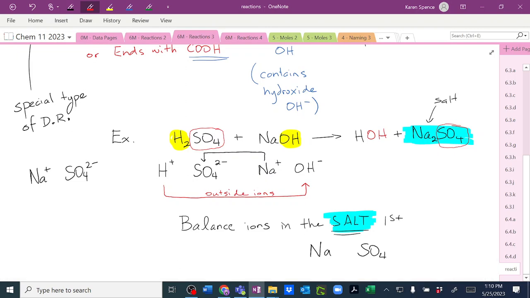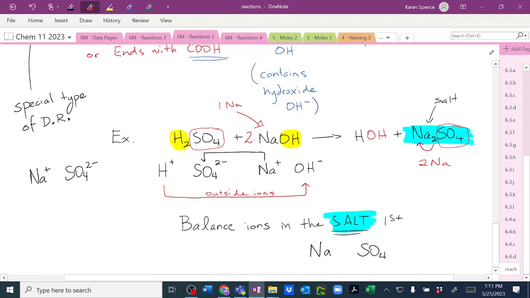How about the Na? Not so good, right? Because right now we have two Nas, and over on the right, we only have one Na. How can we fix that? Put a 2, put a coefficient of 2.